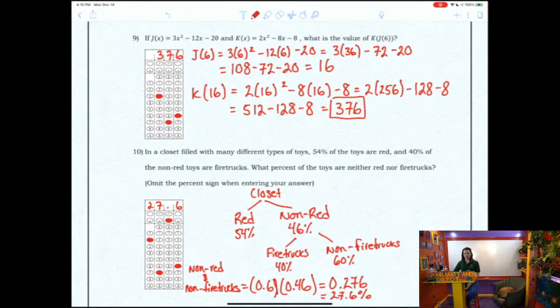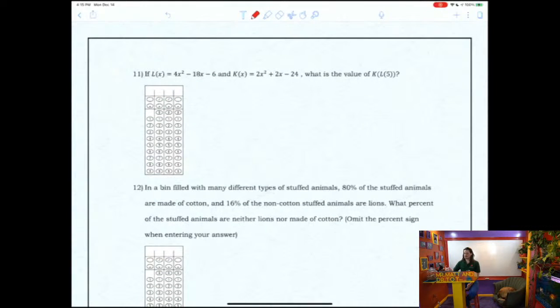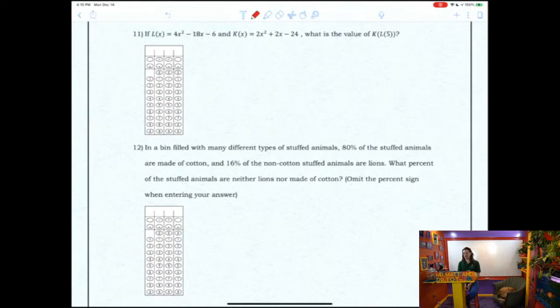If you have any questions, then please let me know. Otherwise, these two questions will bring us up to the end of class today.